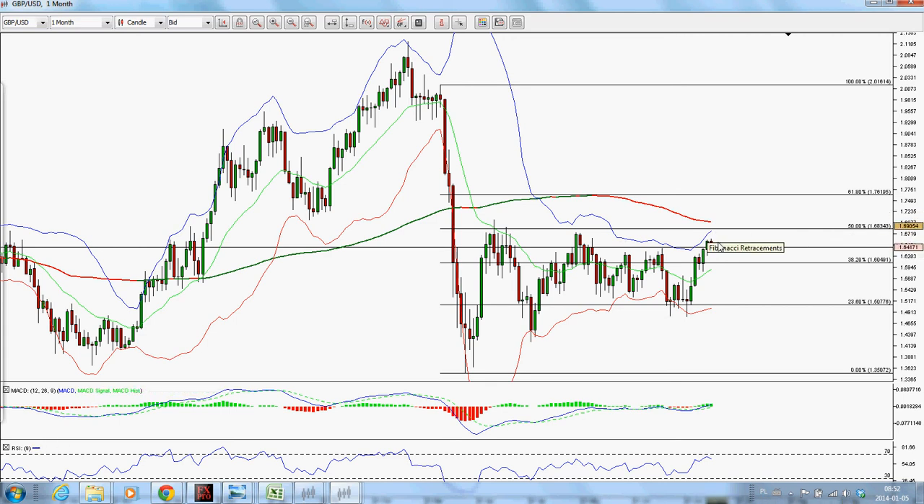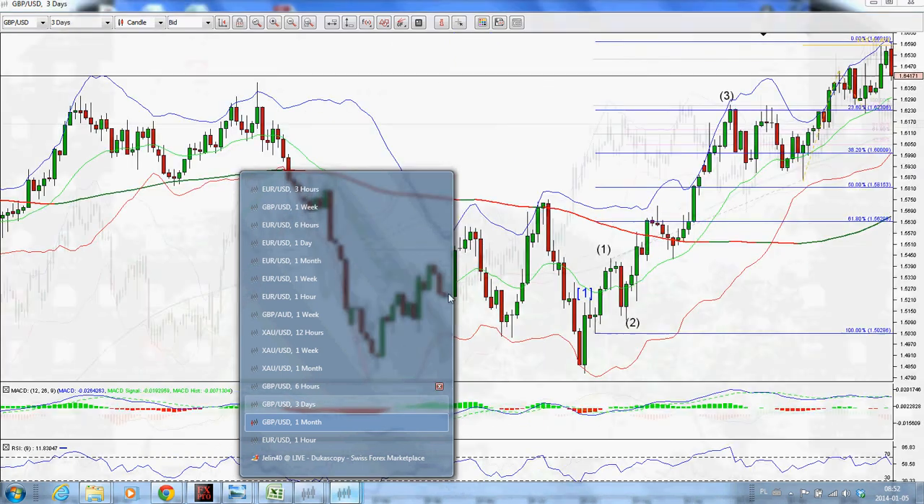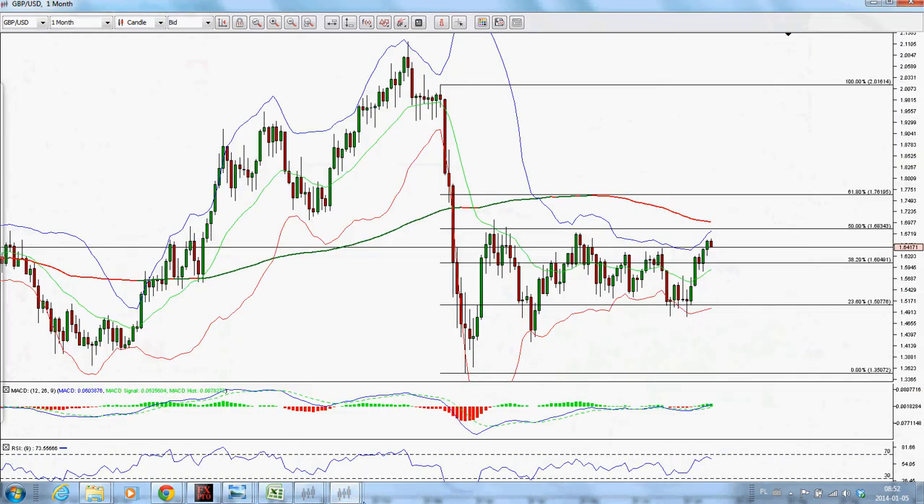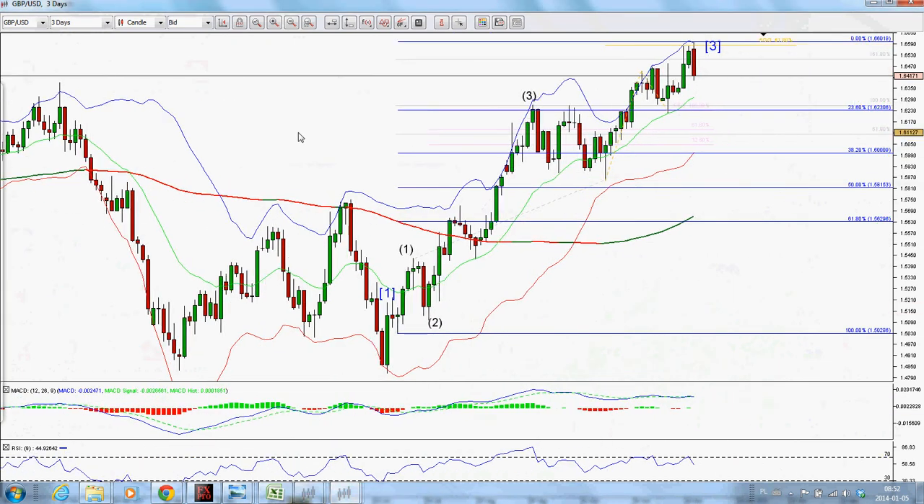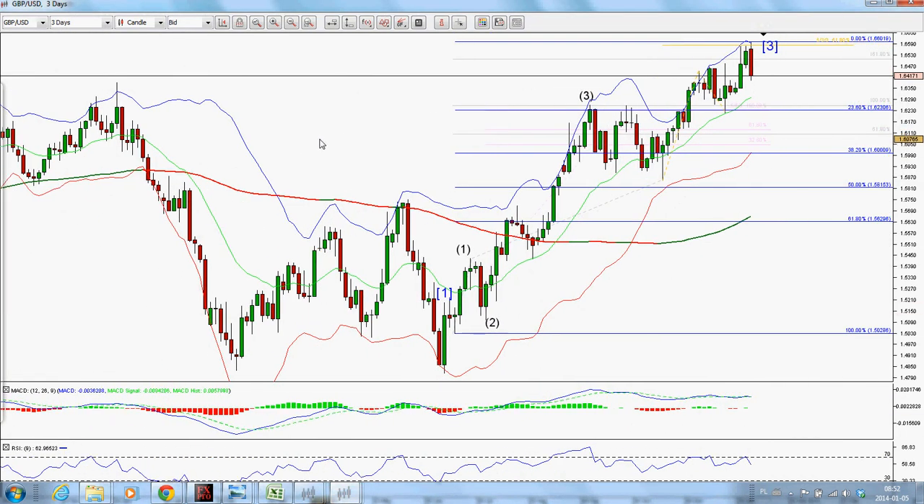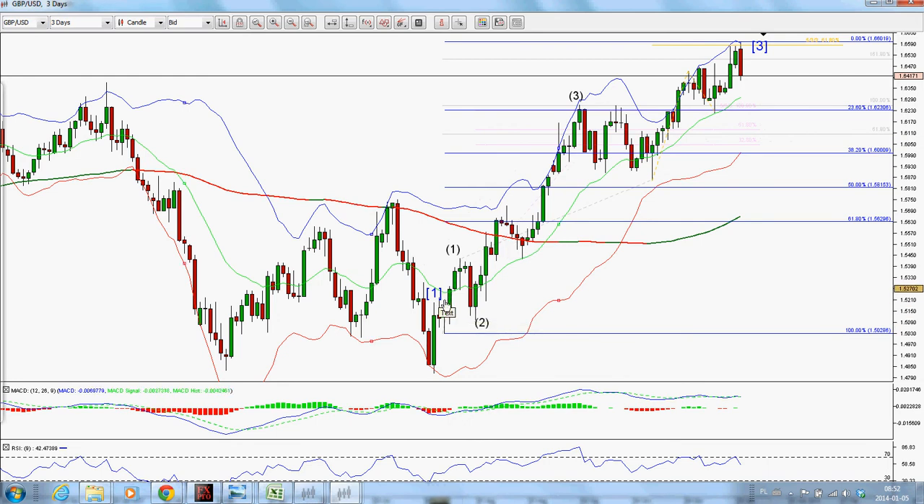I've got a count on the 3 days chart, which explains the last development on this chart. In my opinion, we've got a 1 and 2, so the blue 1 and 2. Then we've got internal 3, 1, 2, 3, 4, 5, and this gives us a 3. With this count, all those typical Fibo levels are reached, which is also quite interesting. This 3 is extended as well.